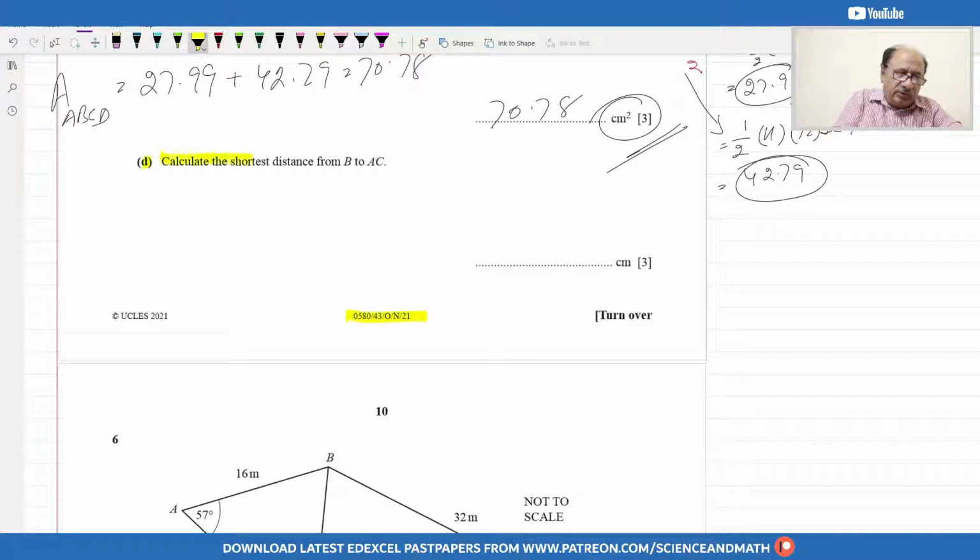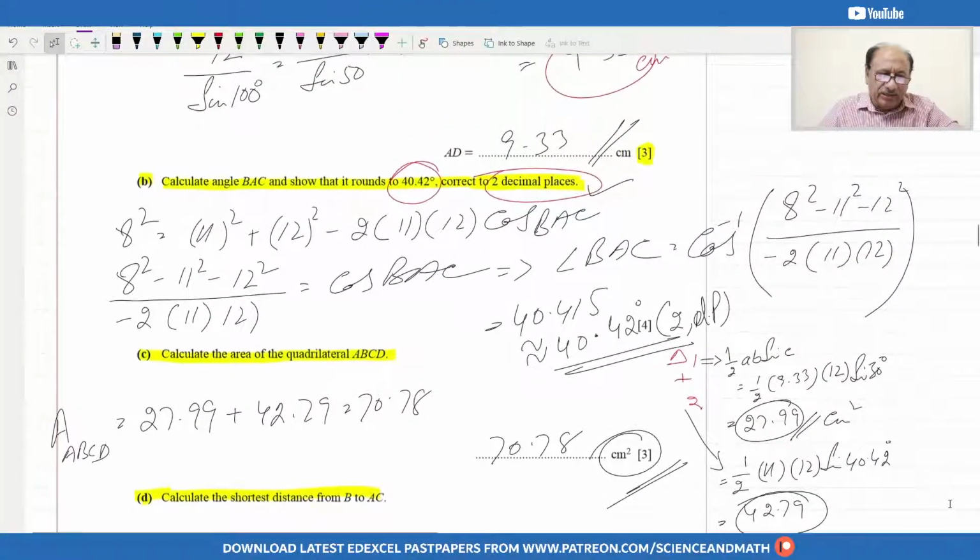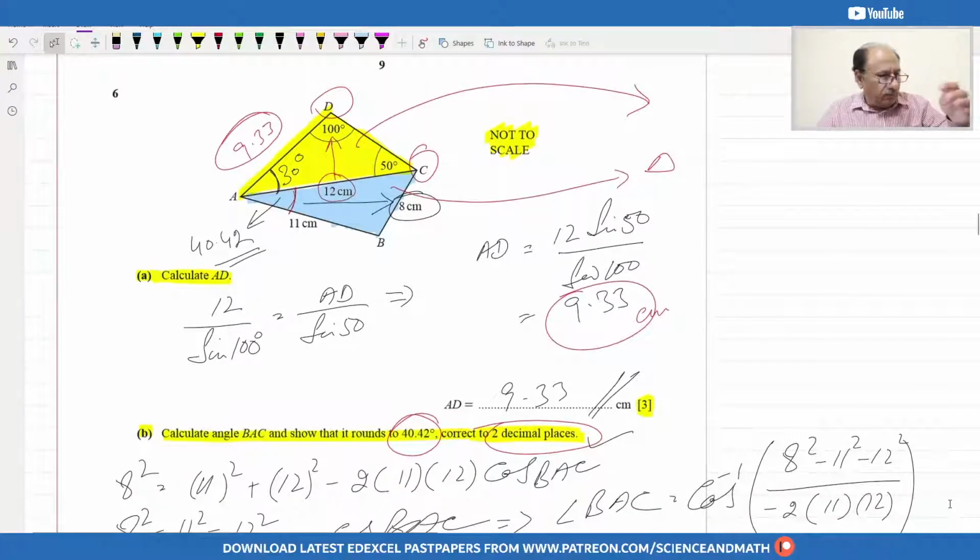Now part D, calculate the shortest distance. These types of questions we discussed, the shortest distance questions are also being asked, and this is 3 marks. It's very simple, but you will have to find the shortest distance from B to AC. First of all, we will have to figure out what the shortest distance from B to AC is. You will have to draw the perpendicular, so the perpendicular distance is always the shortest distance. This is perpendicular, so it will make a 90-degree angle.